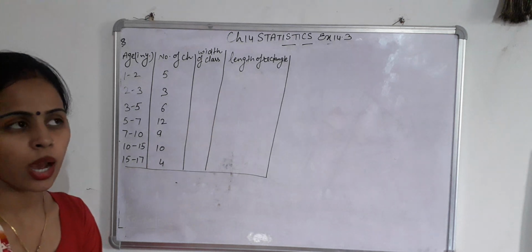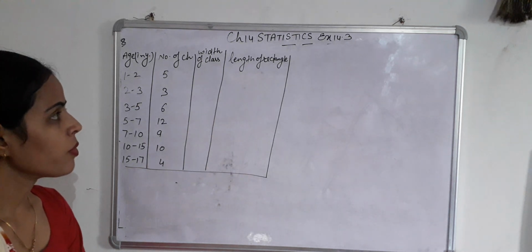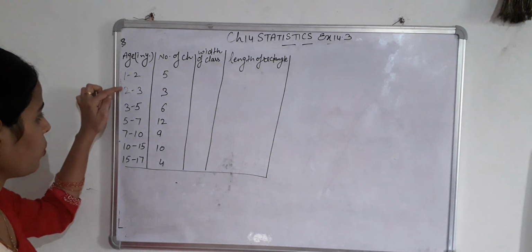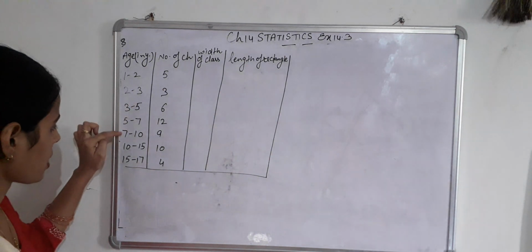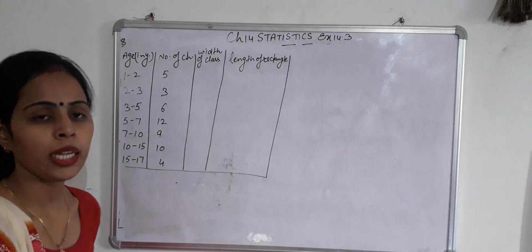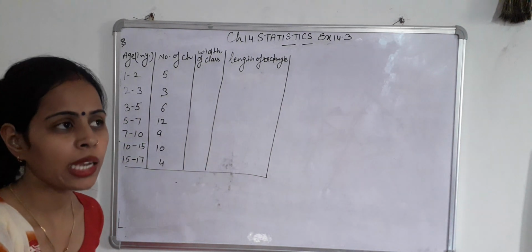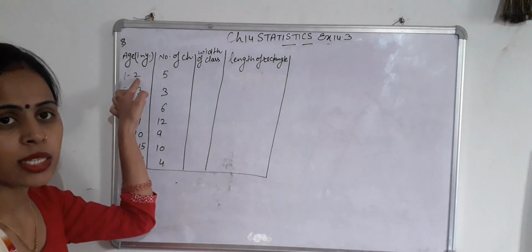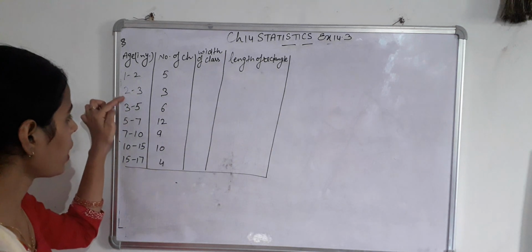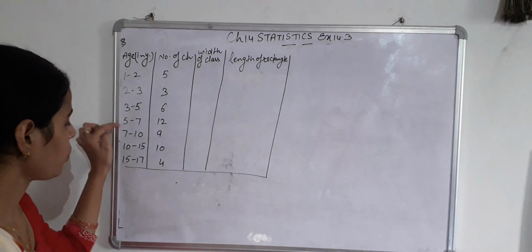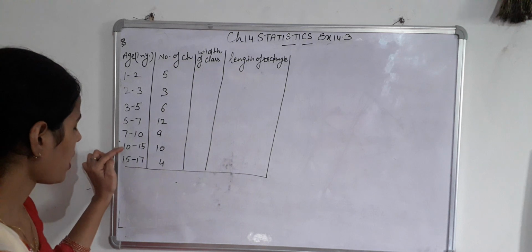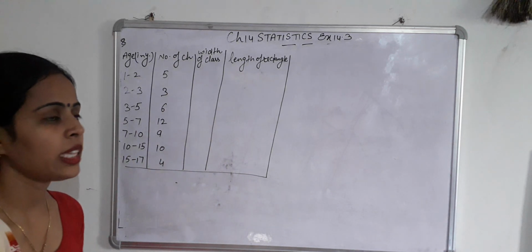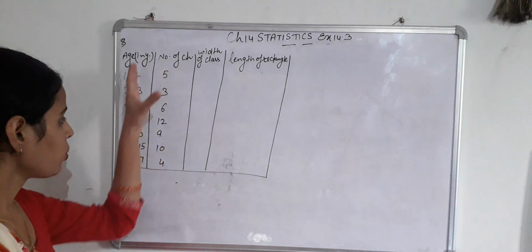Before drawing the histogram, first see whether the interval is continuous or not. 1, 2, 3, 5, 7, 10, 15. The interval is continuous. Now check the class width. Class width is upper limit minus lower limit: 1, 1, 2, 2, 3, 5, 2. The class width is not the same, so first make the class width according to the given interval.